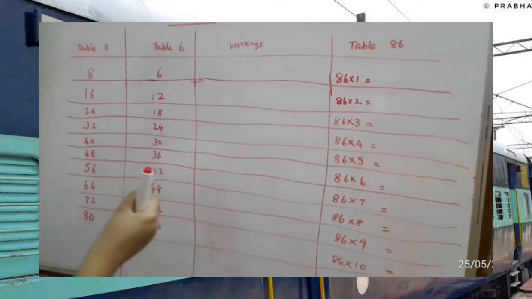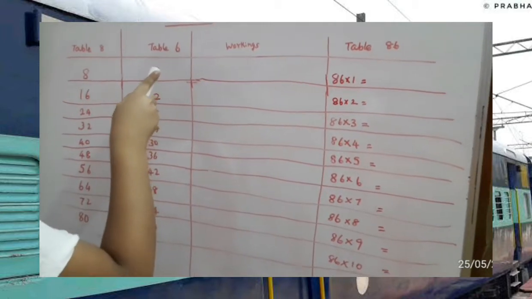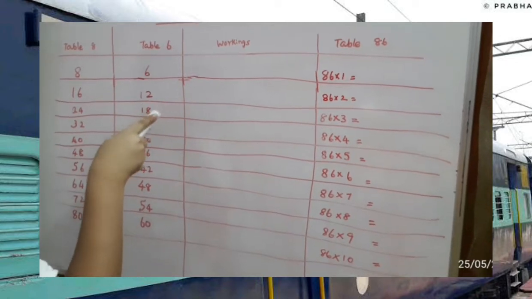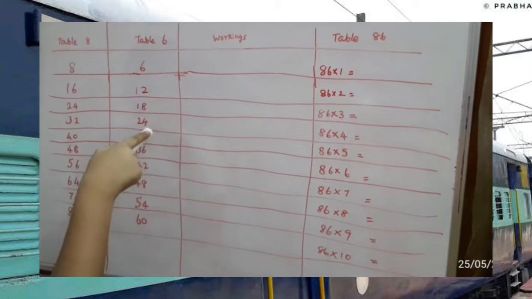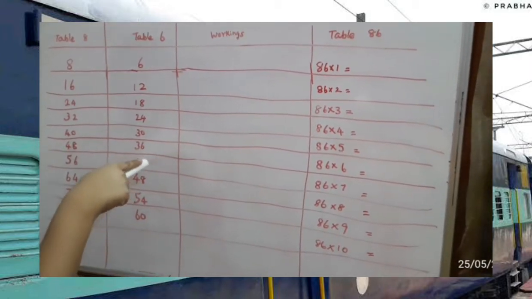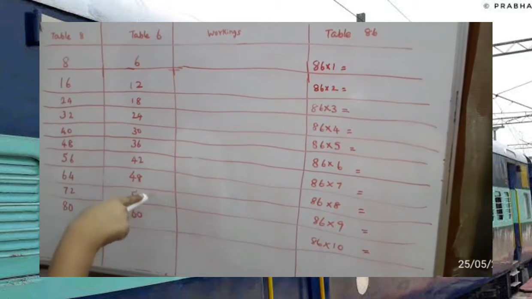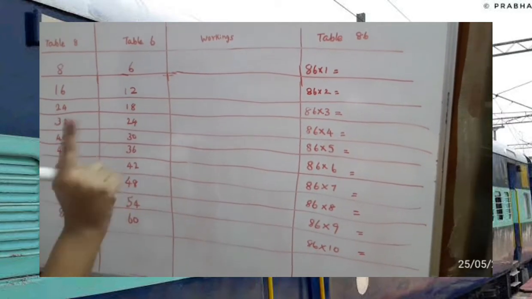Okay, Avnish, the same way you have written the 6th table, right? Yes. 6 into 1 is equal to 6. 6 into 2 is equal to 12. 6 into 3 is equal to 18. 6 into 4 is equal to 24. 6 into 5 is equal to 30. 6 into 6 is equal to 36. 6 into 7 is equal to 42. 6 into 8 is equal to 48. 6 into 9 is equal to 54. And 6 into 10 is 60.